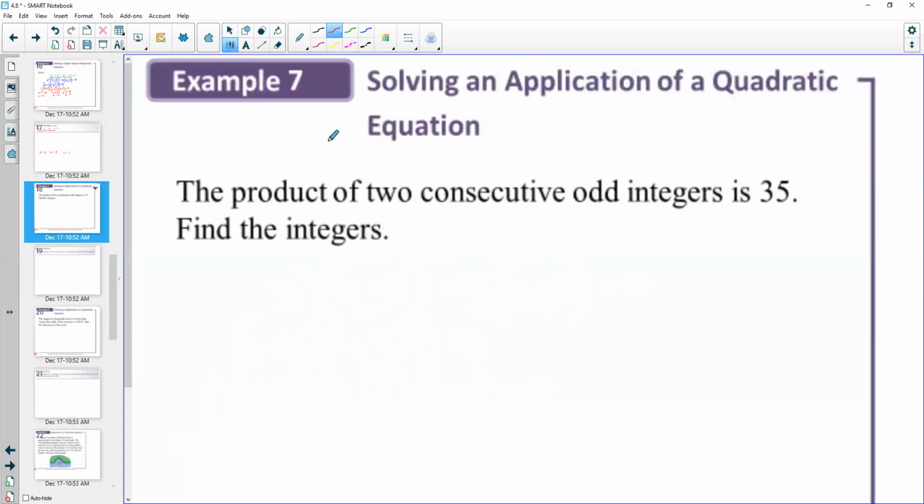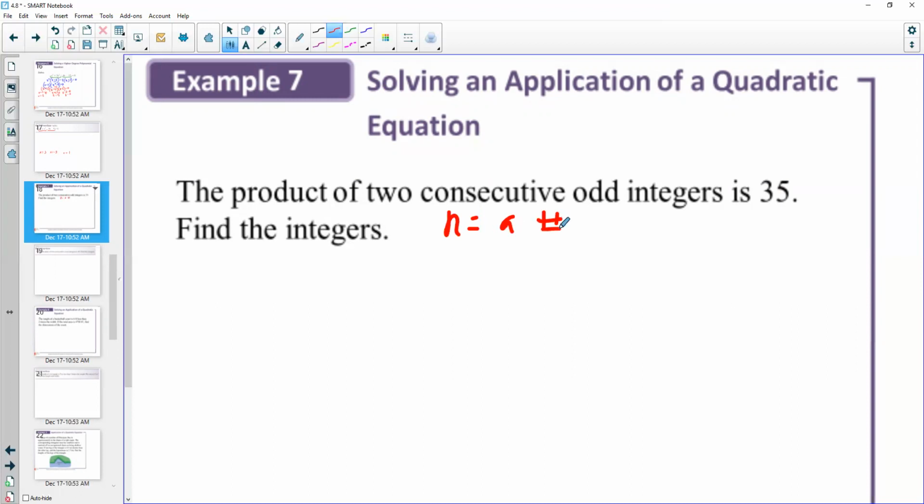All right, here's an application problem. This one says the product of 2 consecutive odd integers is 35. So how do I do this? Well, think about what makes a number odd, right? So if I have a number, let's call it n. n is a number. How do I get an odd number?